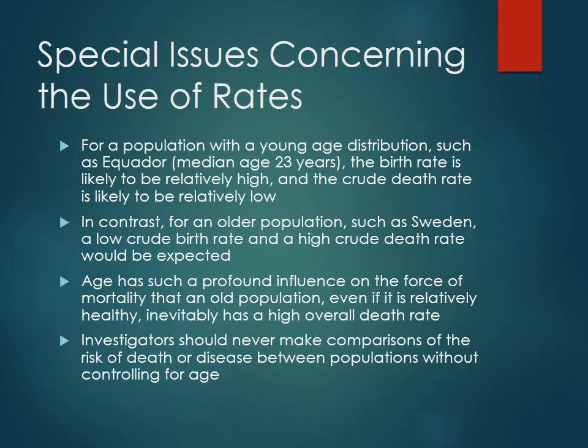So age is going to have such a profound influence on the force of mortality that an old population, even if it's relatively healthy, like Sweden, would inevitably have an overall high death rate. And so investigators really should never make comparisons of the risk of death or disease between populations without controlling for age. You should control for other factors as well, like access to healthcare, but age is going to be one of the big ones, a big confounder you want to take out of the equation.